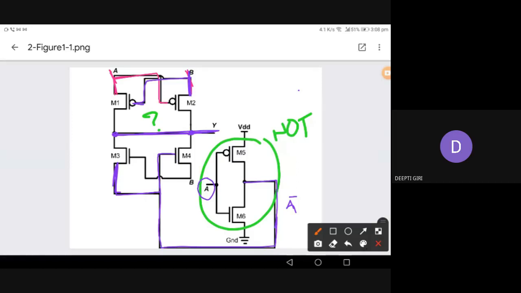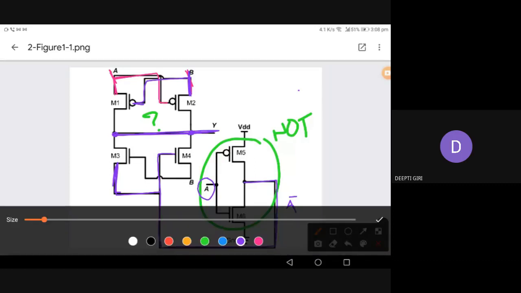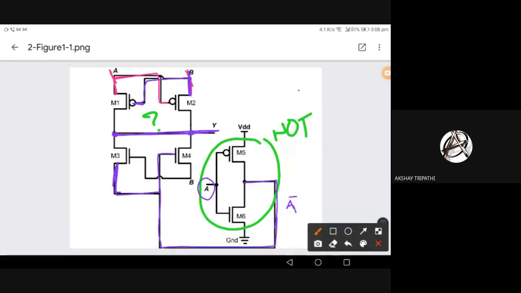Here you can take some value for A and B and see what you are getting. Okay, let's try some A values. Output is A bar. So you can see input is A and B, but output you're getting is A bar.